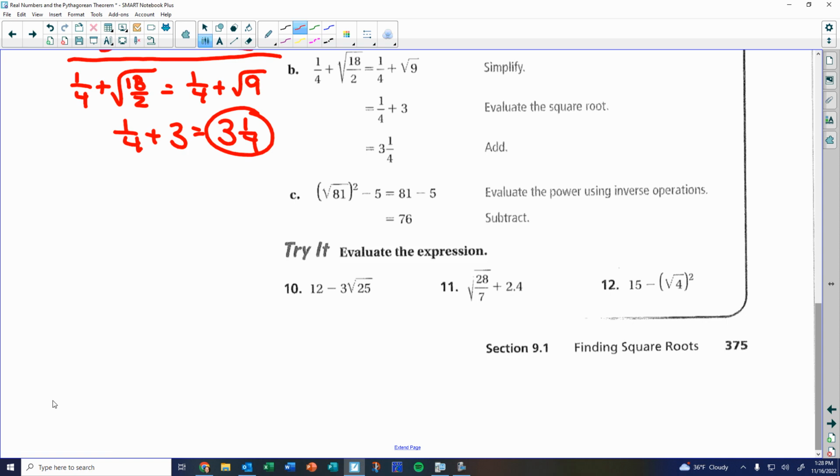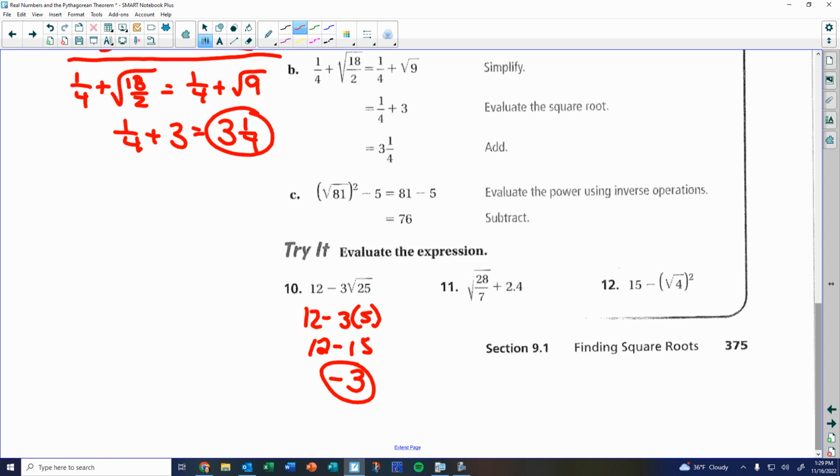So at number 10, I have to look at the radical. What's the square root of 25? 5, right? So I'm going to break down the square root of 25 first to 5. Okay? Well, now this is the order of operations. Do I subtract first or multiply? Multiply, right? 15. We're going to subtract 15 from 12, which is? Negative 3. How many people got negative 3 for number 10? That was the answer. Very good. If you didn't get it, just fix it. It's okay.